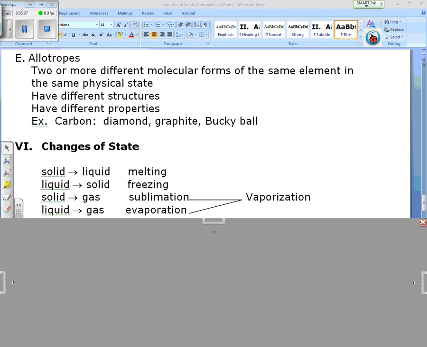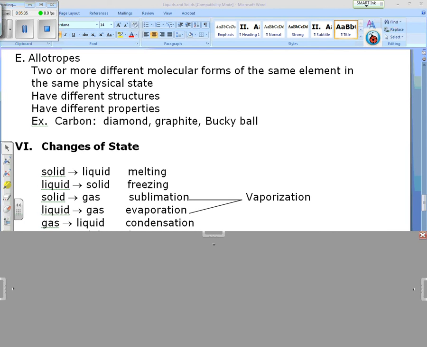Liquid to a gas is evaporation. Again, both of those are forms of vaporization. Now, I say evaporation there because that can happen at any temperature. At boiling, that's when it has to be at a specific temperature. But with evaporation, you can go from a liquid to a gas at any temperature. The next one, gas to a liquid. Condensation, good.